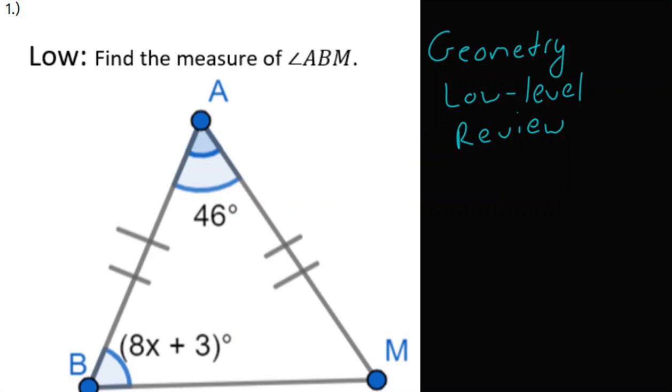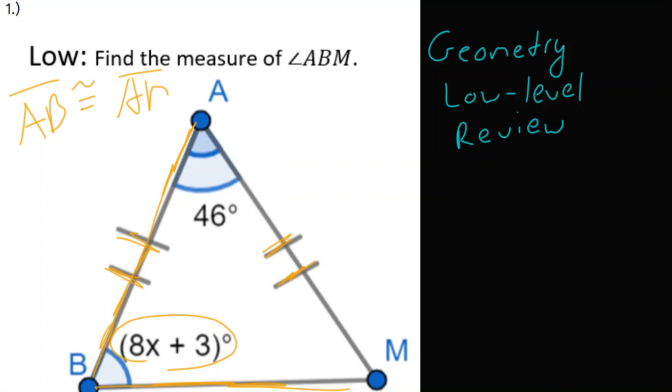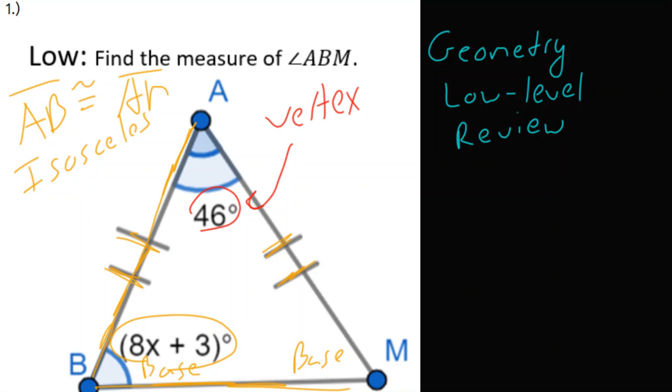So number one says find the measure of angle ABM. Well, I see that from A to B to M is this angle right here. Now let's talk about some things that we know. We see these two sets of tick marks. That is indicating that side AB is congruent to side AM. Now if I have two congruent sides, I know that I have an isosceles triangle. That also means that this down here must be a base angle, and this here must also be a base angle. And by default, we know that this angle in between the two congruent sides is our vertex angle.